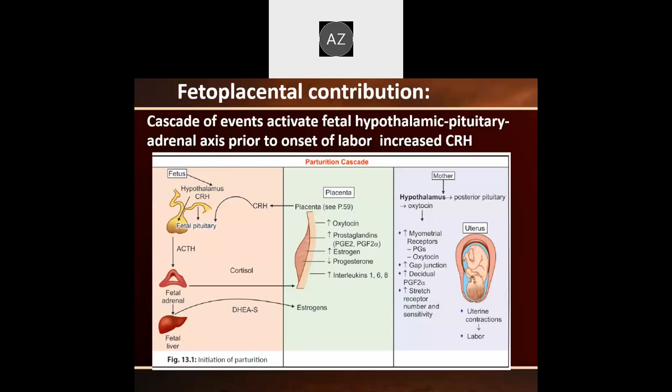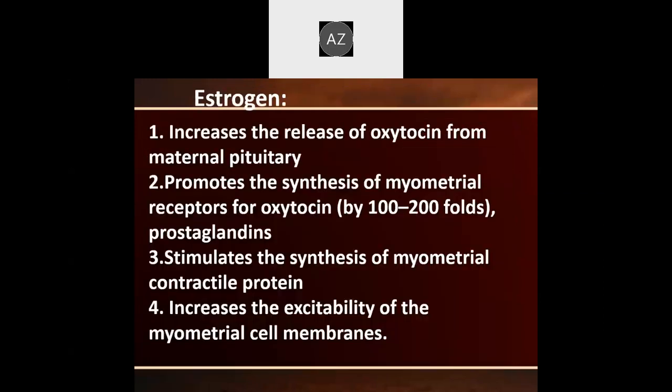Oxytocin has an effect on the gap junctions. It has an increase of these junctions. The decidual increases of the prostaglandin F2 alpha and the stretch receptors. All this is going to increase. And now the mechanical factors, where we have the fundal uterine contraction, in which the axis from the fundus towards the baby is going to act upon it. So this is the fetal placental contribution to the beginning of labor.